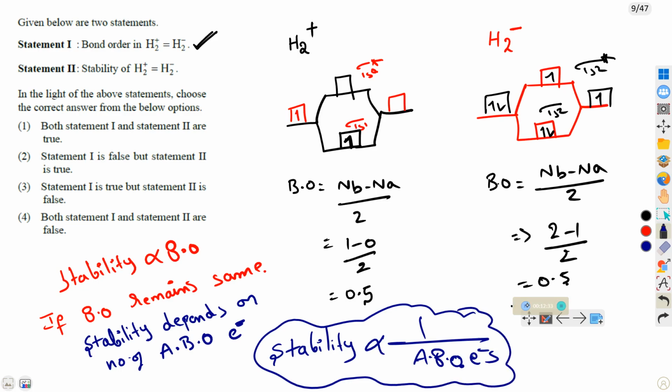So based on this, check which option is correct. H2 minus contains one anti-bonding orbital electron. H2 plus contains 0 anti-bonding orbital electrons. So H2 plus is more stable than H2 minus. But here it is given that H2 plus is equal to H2 minus, this is wrong. Based on that, the first option is true and the second option is wrong.